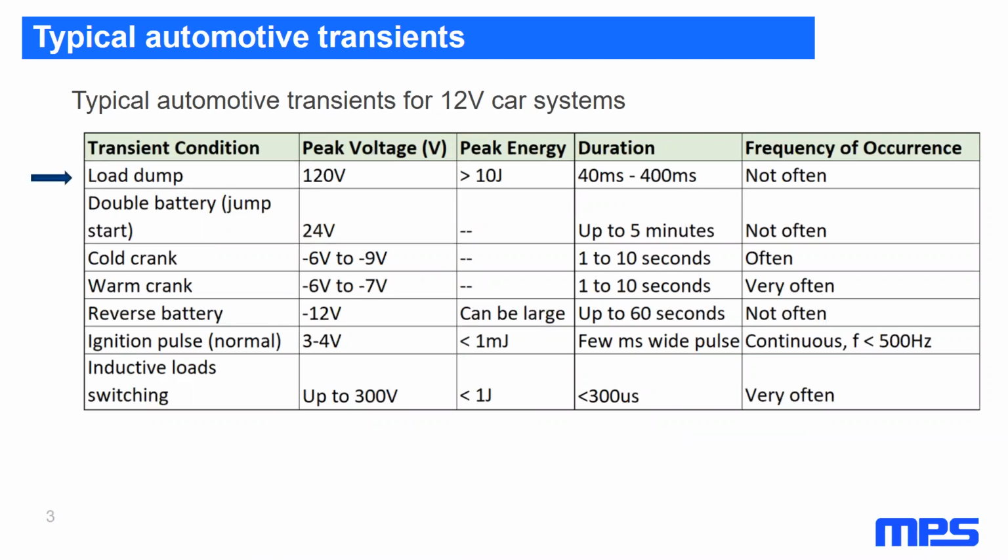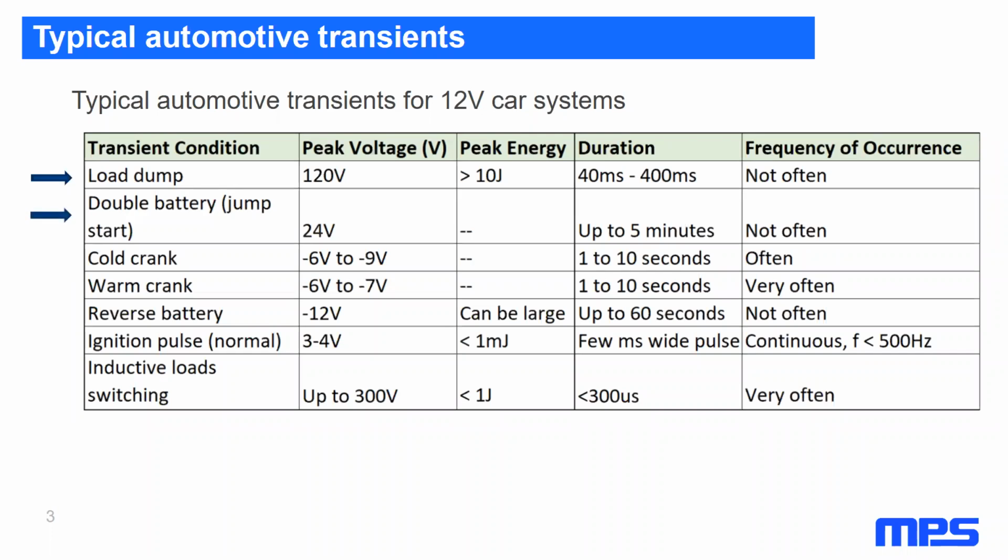For load dump, the peak voltage can reach as high as 120 volts in some systems. This high energy condition, which can last as long as 400 milliseconds, can generate as much as 10 joules of energy. While this condition doesn't occur very often, it is significant and must be accounted for.